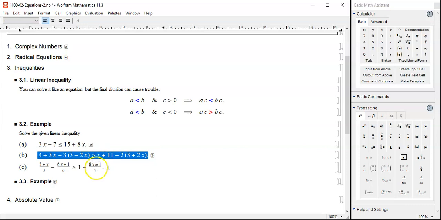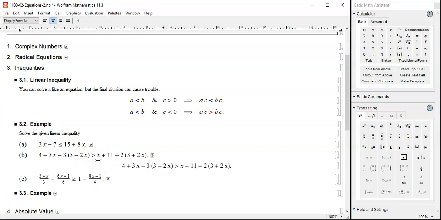How about this? We have parentheses, so okay. Let's work something out. 4 plus 3x, that's okay. And then let's break up this parenthesis. Negative 3 times 3, minus 9. And then negative 3 times negative 2x, that is positive 6x. Are you with me here?